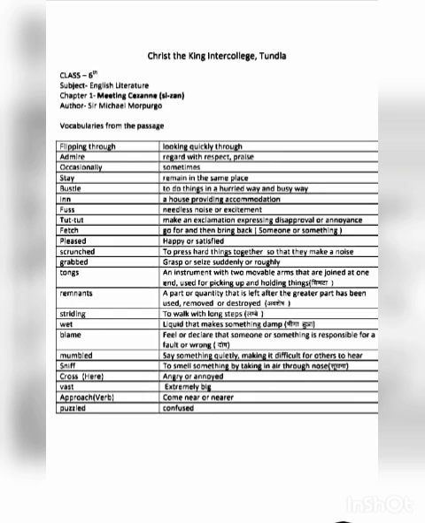Blame, feel or declare that someone or something is responsible for a fault or wrong. To blame someone. Mumbled, say something quietly or making it difficult for others to hear, like when you talk in the class, for example. You are doing the mumbling. Sniffing, to smell something by taking air through the nose. Cross, angry or annoyed. Vast, extremely big. Approach, come near or nearer. Puzzled means confused. So these were the word meanings.